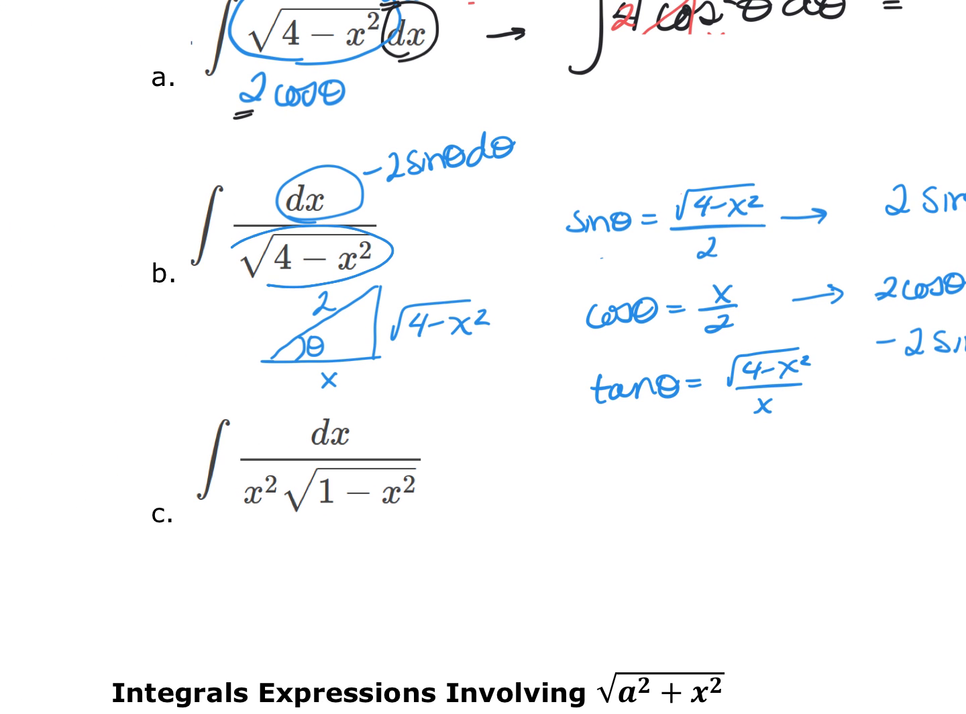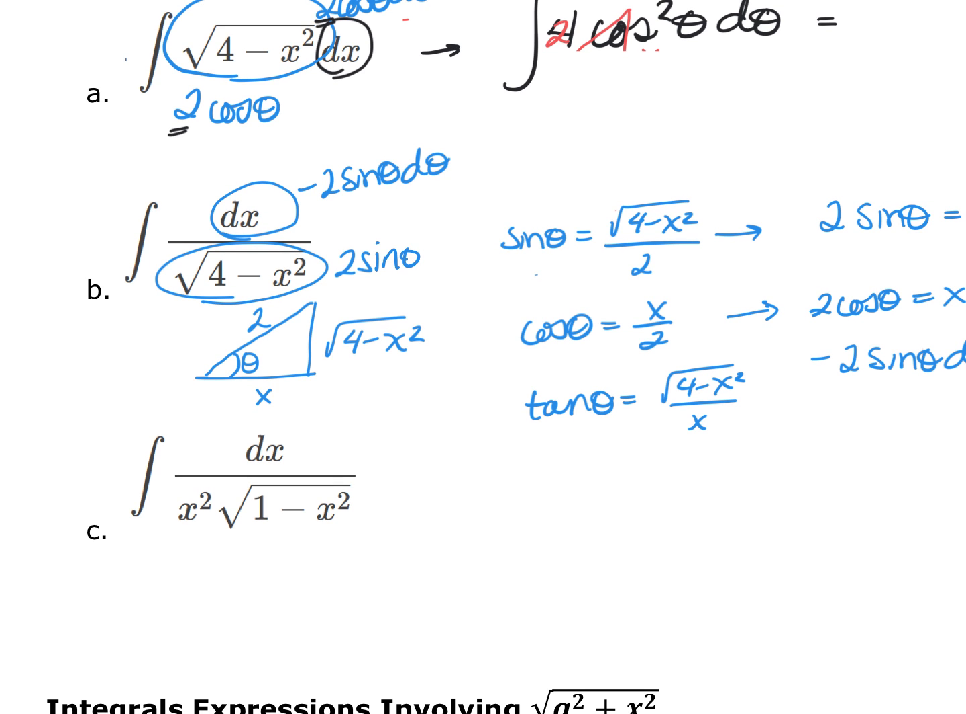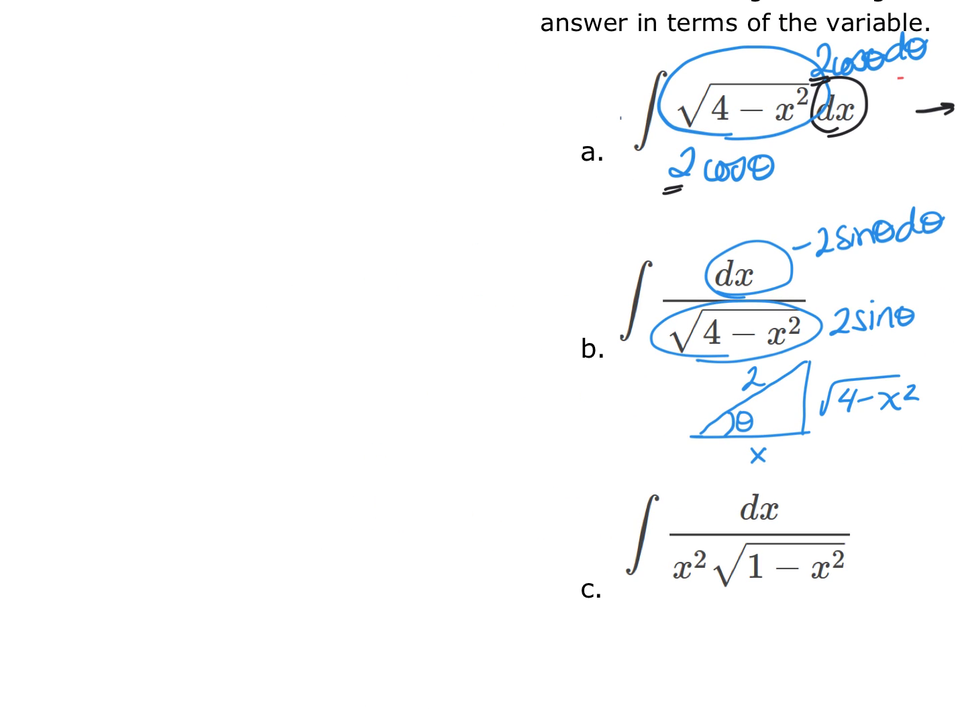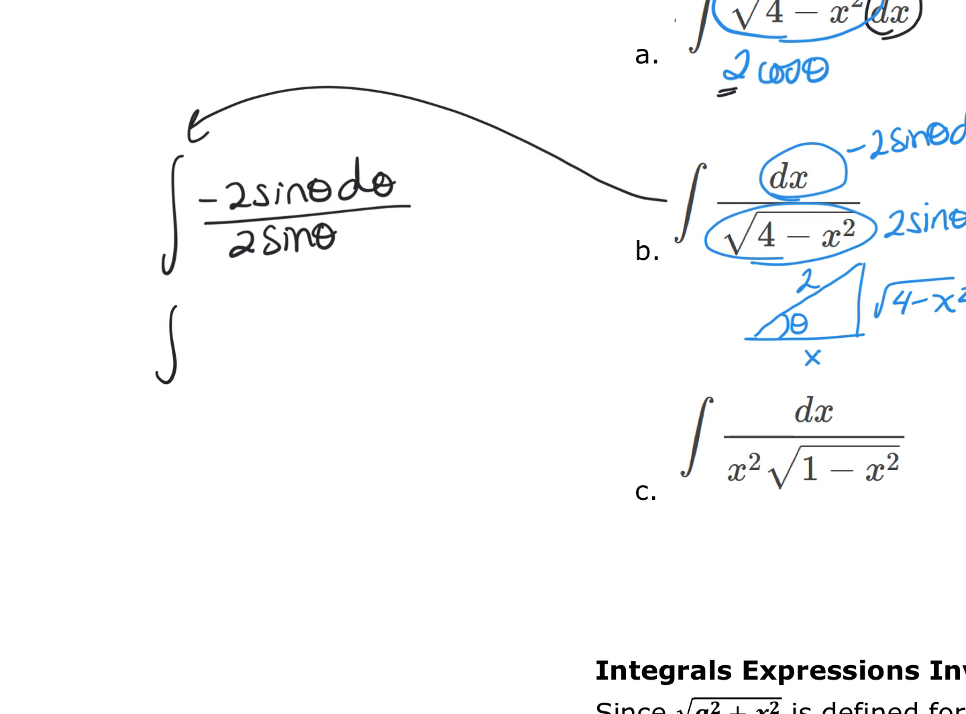So I'm going to go over here. I'm going to replace this with 2 sine theta. Now, you're thinking, what? Where am I now? Well, this dx gets replaced with negative 2 the sine of theta, d theta. And then my denominator gets replaced with 2 the sine of theta. So you can see that this cancels down into just negative d theta. Nice. I freaking love this integration. This just becomes the negative theta plus c.